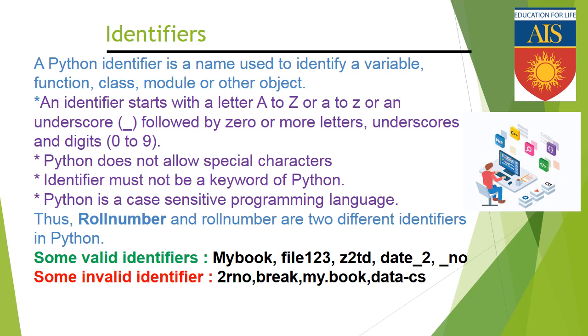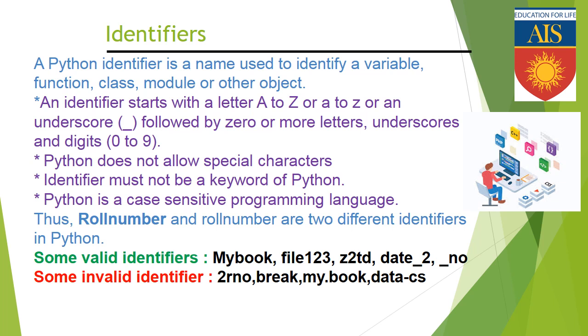Identifier. A Python identifier is a name used to identify a variable, function, class, module or other object. An identifier starts with a letter A to Z, in uppercase or lowercase, or with an underscore, followed by zero or more letters, underscores and digits, that is 0 to 9. Python does not allow any special character. An identifier must not be a keyword in Python.